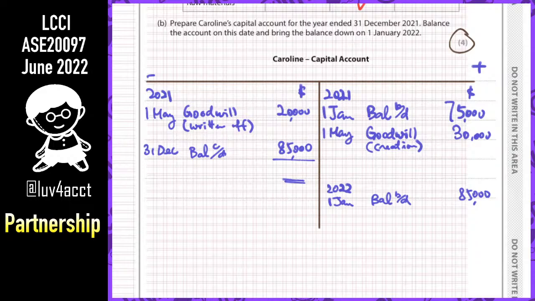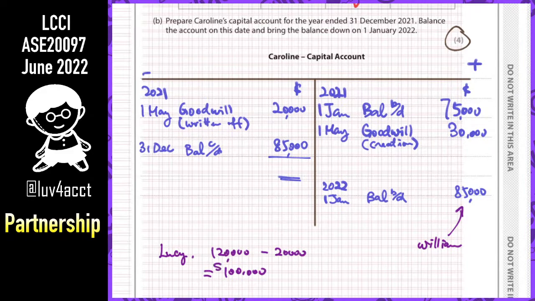Make sure you know William also has this amount, because they have the same. But how about Lucy? Lucy is making a 120,000 investment, maybe cash, maybe other assets, I don't know. But after this capital brought in, there is a goodwill written off of 20,000.